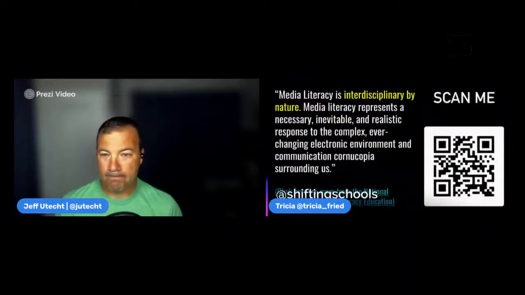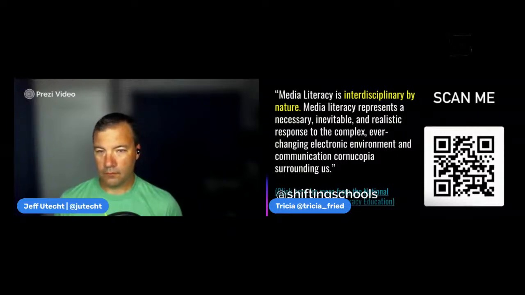And the critical thing for me there, Jeff, is it's not about one subject area supporting. This is a definition that comes from NAMLE, that's the National Association for Media Literacy. And I just want to highlight media literacy, as they say, is interdisciplinary by nature. It's a necessary, inevitable, and realistic response to this complex, ever-changing electronic environment.